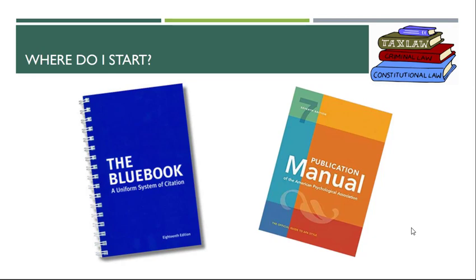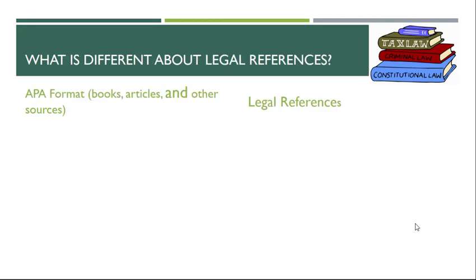This presentation is designed to help you with legal references. Everything you need to know about formatting your reference page and in-text citations for research papers and assignments in criminal justice courses can be found either in the Blue Book or the APA 7th edition manual. The Blue Book is very in-depth and covers more information about legal references. Chapter 11 of the APA manual covers most of the basic formats that you will need to use. We will be reviewing the most common reference and citation formats you will need to use.